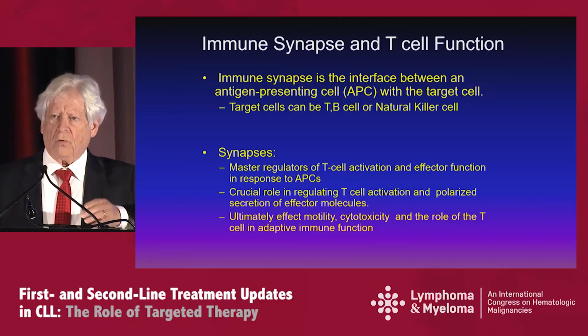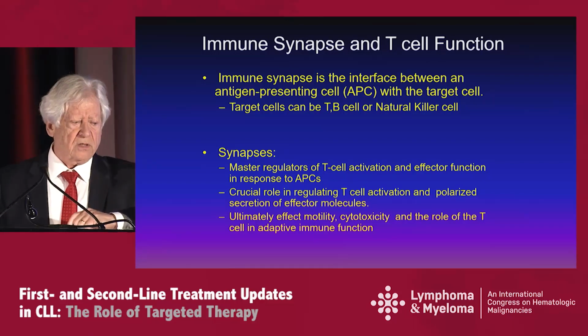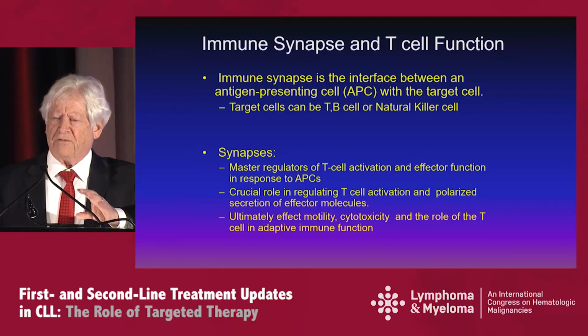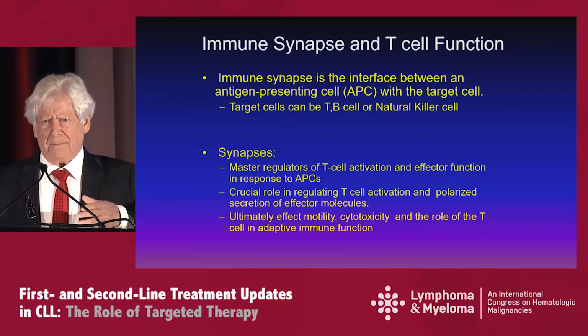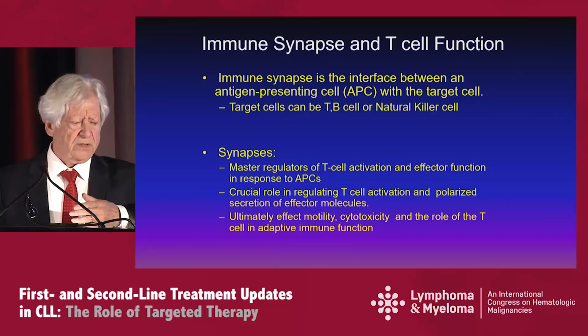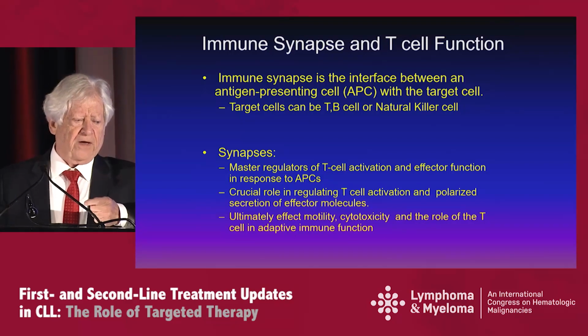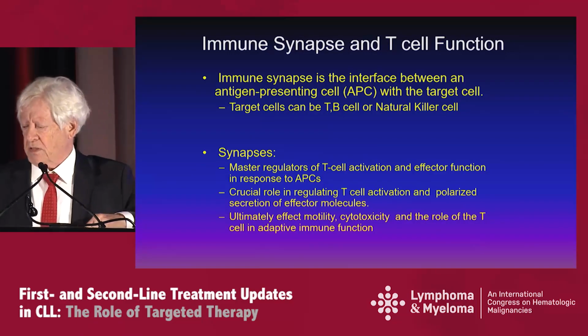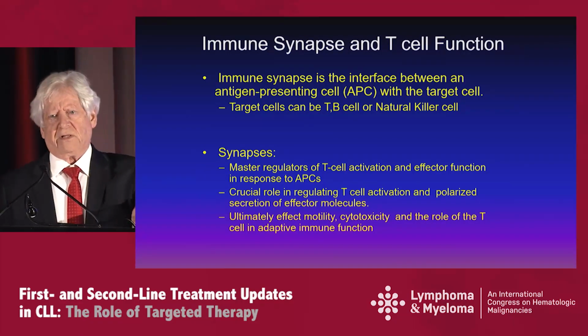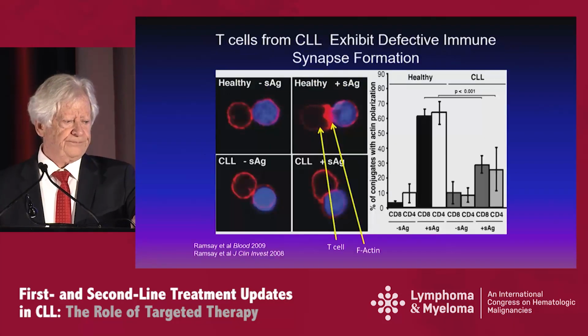They play a crucial role in regulating T cell activation and the polarized secretion of effector molecules like granzyme B and perforin, which they need to kill cells. They ultimately affect motility, cytotoxicity, and the role of the T cell in adaptive immune function.